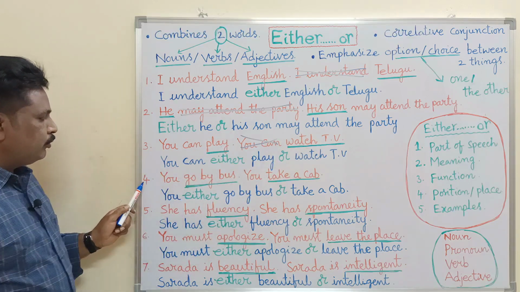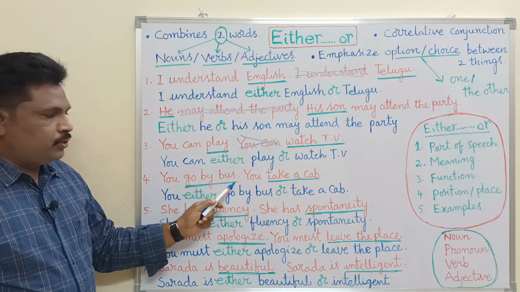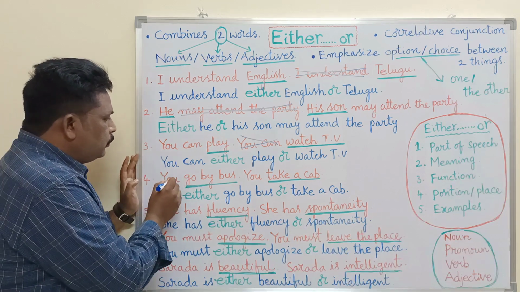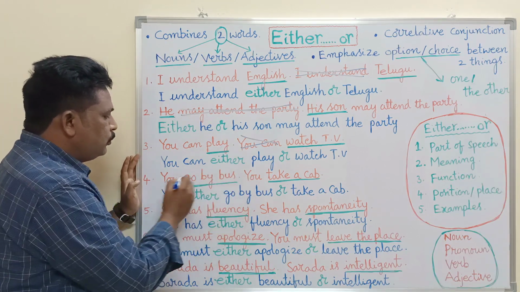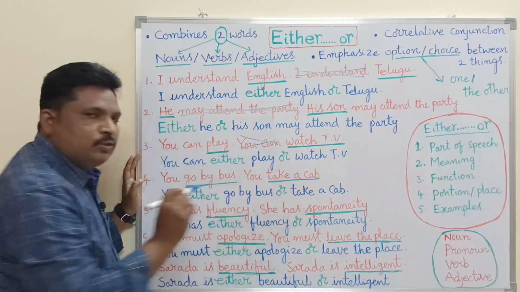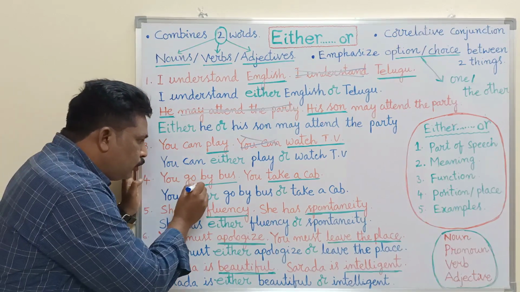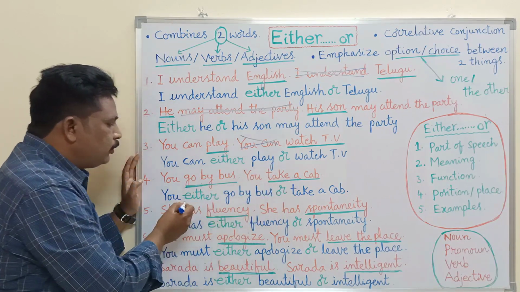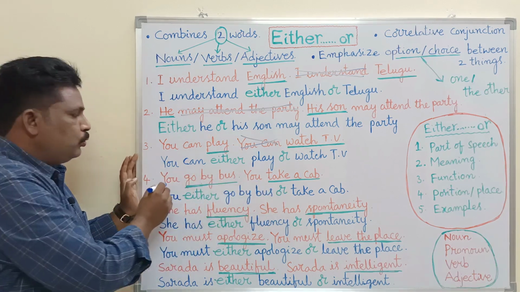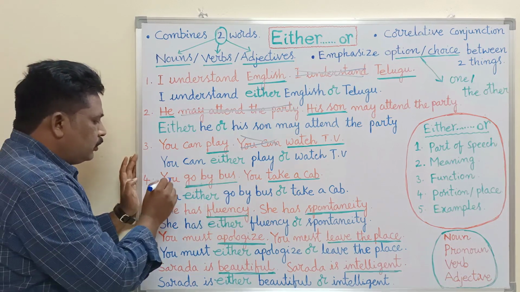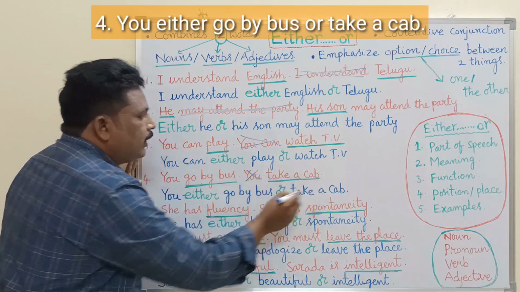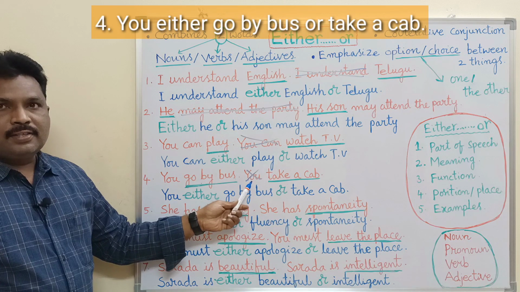Look at the fourth example. You go by bus, full stop. You take a cab. In these sentences, "you" is the same in both, so we take only one. Go by bus and take a cab are different. So before go by bus and before take a cab, we can use the conjunction either or. And we avoid one subject because "you" and "you" are there. So we take the first one: you either go by bus or take a cab. So we have avoided the second subject.